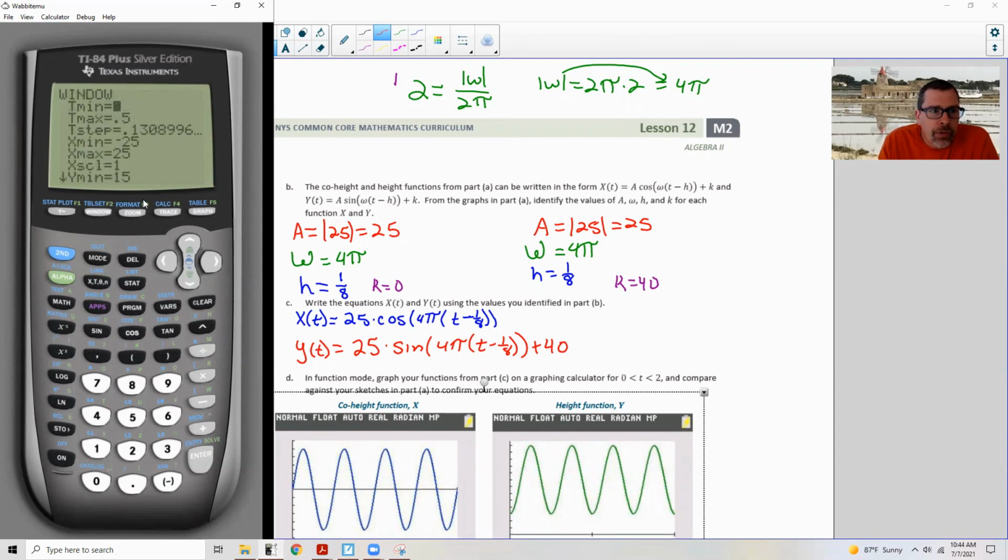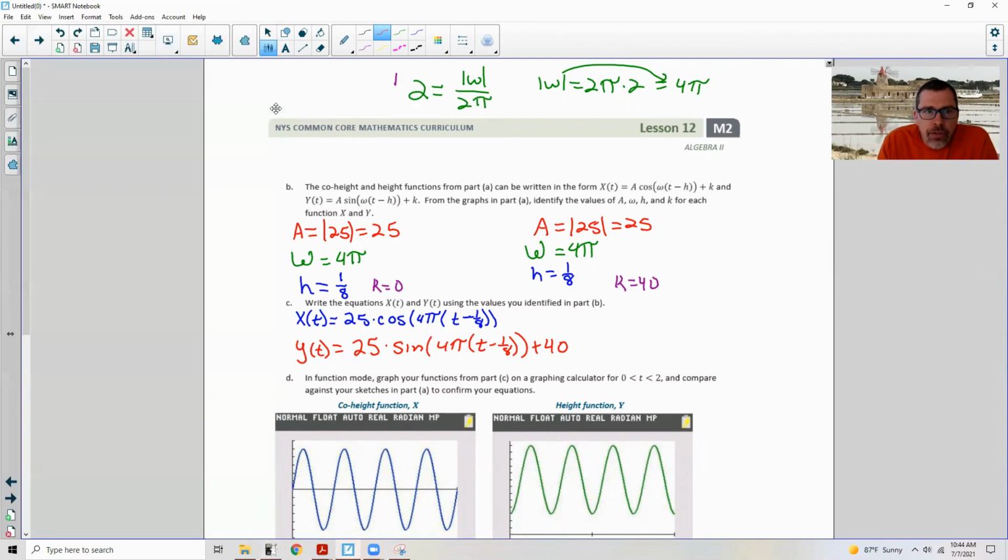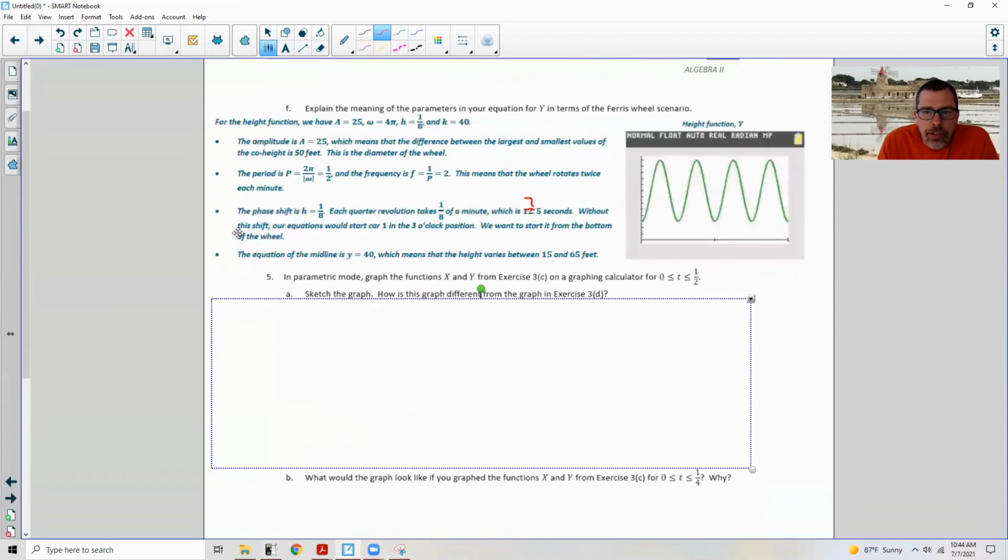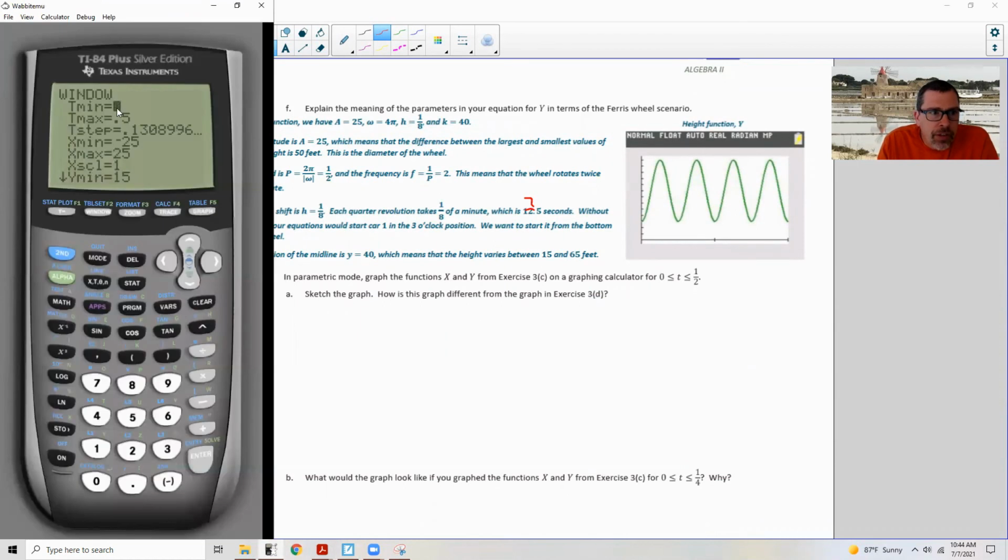My window, they said to do 0. Let's go back here now. For T equals 0 to 1/2. So T min 0, T max 0.5. All right, graph.